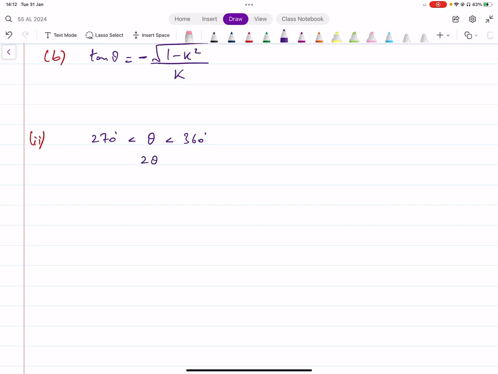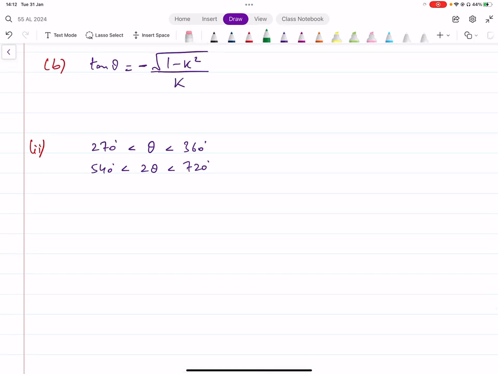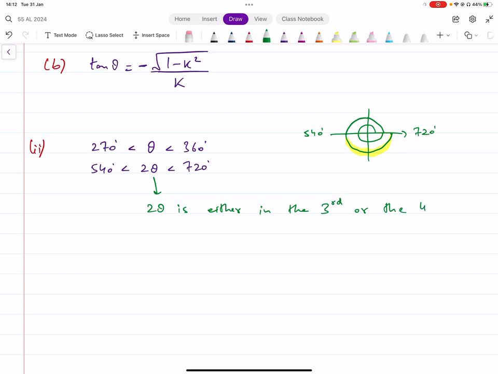Now what about 2 theta? Multiply this whole thing by 2. 270 by 2, 270 multiplied by 2 is 540. 360 into 2 is 720. Now which quadrants can this 2 theta be in? You go one full circle, that's 360, 450, 540. This is 540. And then you got 720 here. So it could be either the third quadrant or the fourth quadrant. So 2 theta जो है, 2 theta is either in the third or the fourth quadrant.